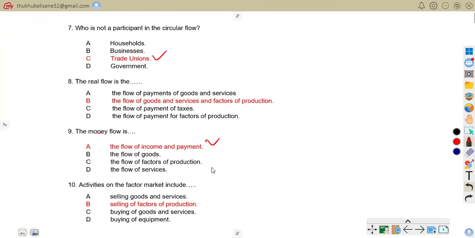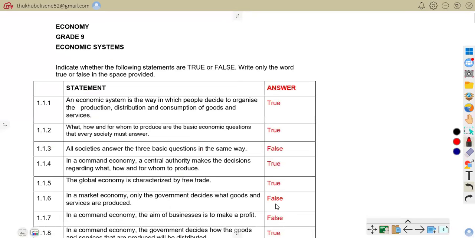So number 10, activities on the factor market include selling of goods and services, selling factors of production, buying of goods and services, buying of equipment. The correct answer is B, selling of factors of production. Factor market activities include households selling labor, owners selling land or capital. So that is that. Let's quickly go to true or false.